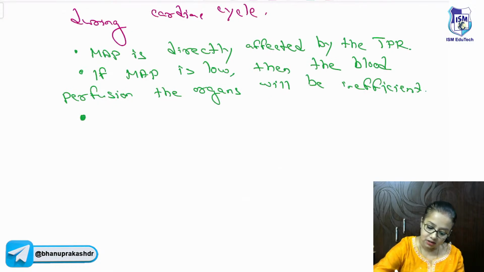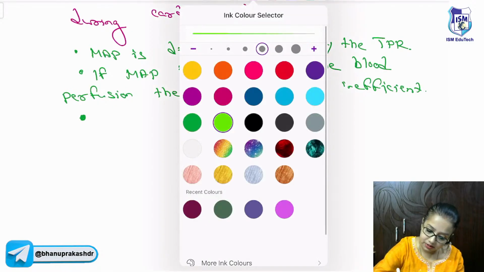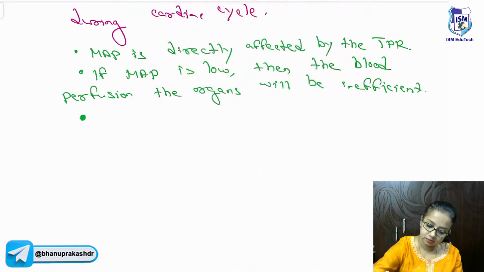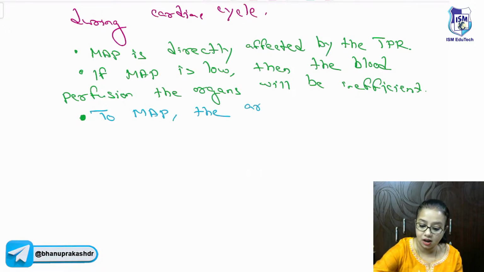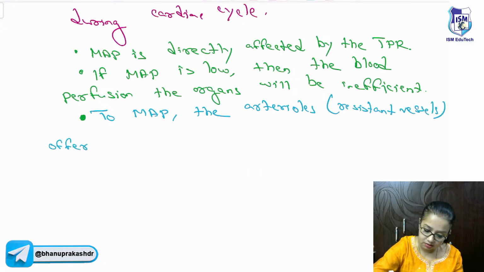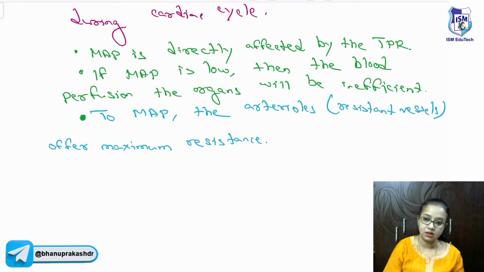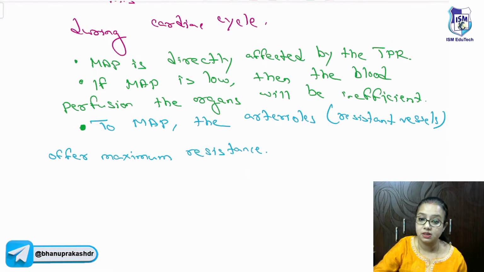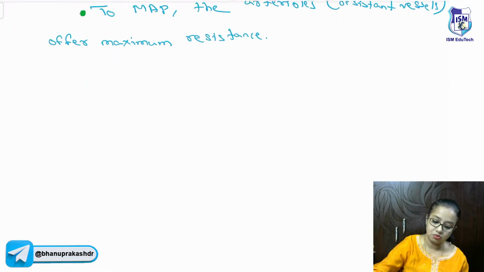Okay, and to mean arterial pressure, the arterioles, which are the resistance vessels, offer maximum resistance. Okay, so these are the important characteristics of the arterial blood pressure, the types, their implication, their values, and what they do.